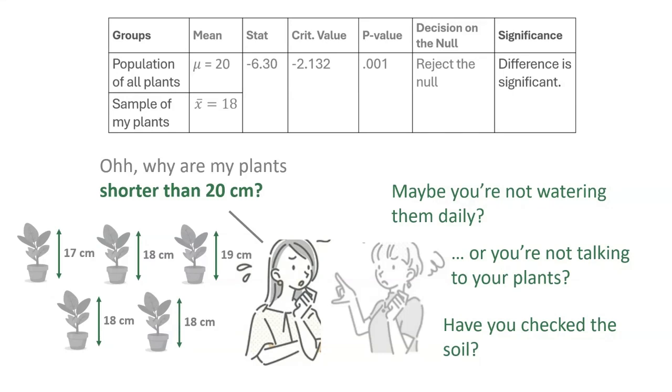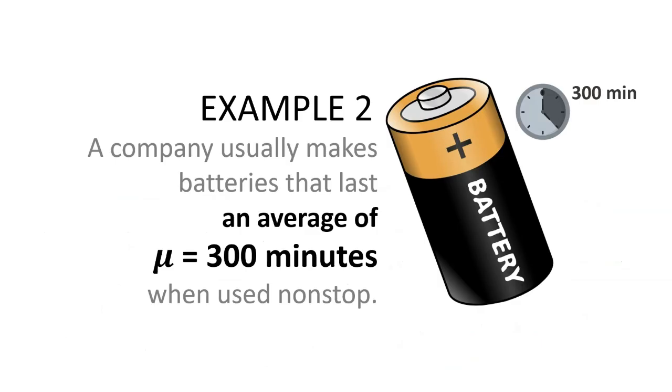Now, why is this so? It is up to the researcher to give meaning to this. Plants become significantly shorter, maybe because they don't have enough water, or some studies say that talking to the plants may help, which the person must not be doing, or something must be wrong with the soil. We were able to recognize that this shortness in height is significant, but it is up to us to give meaning to the data. How about a second example?